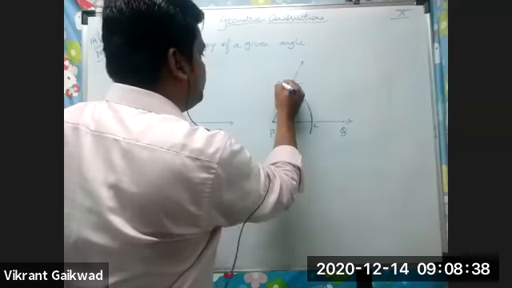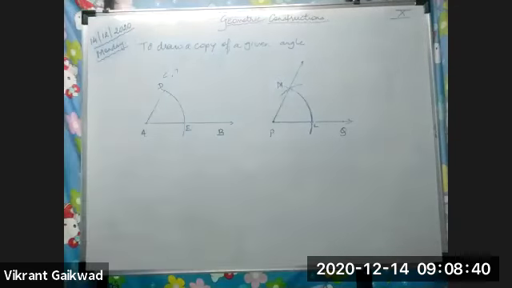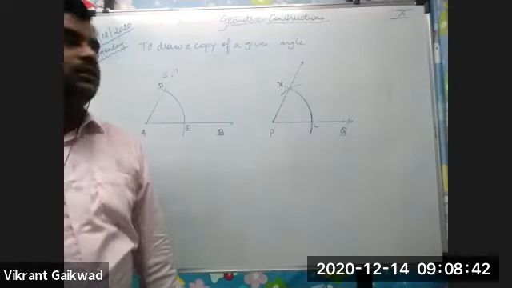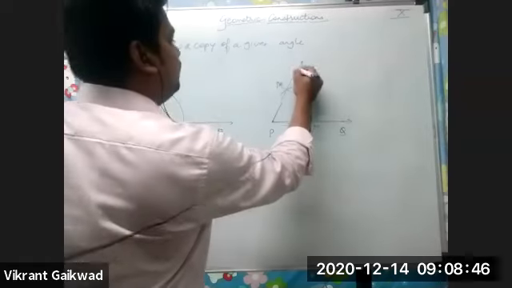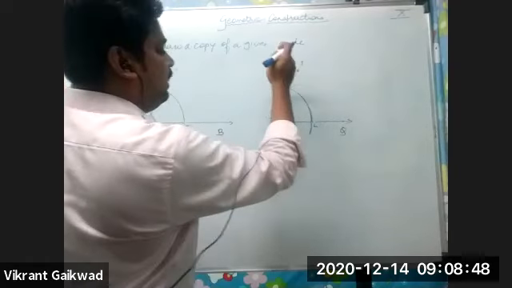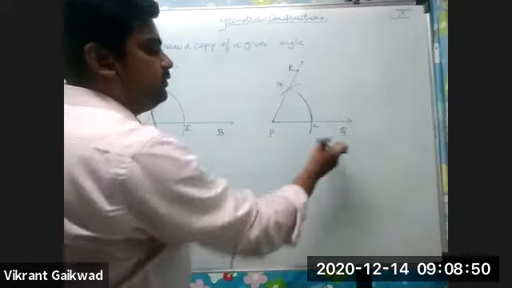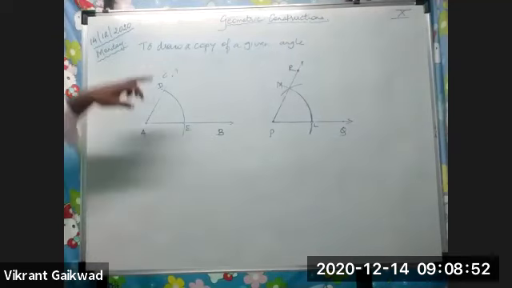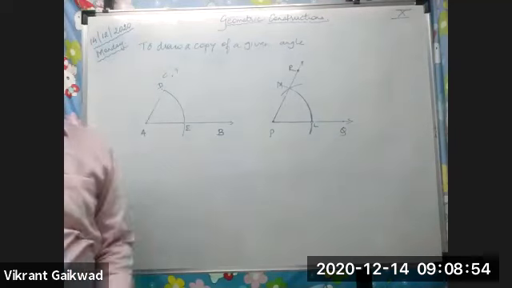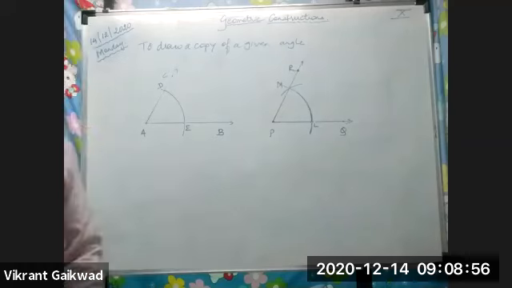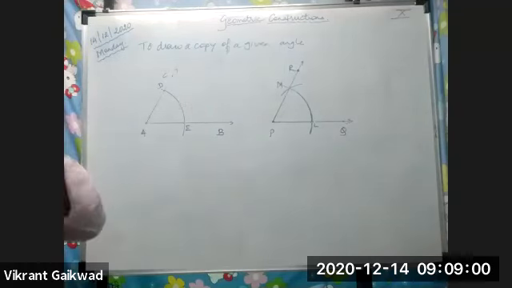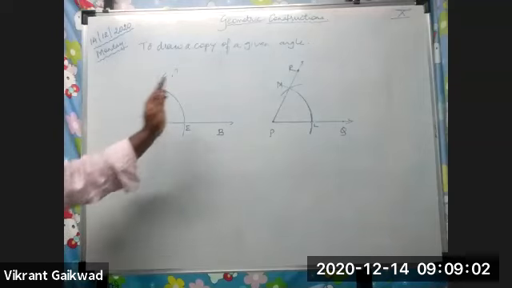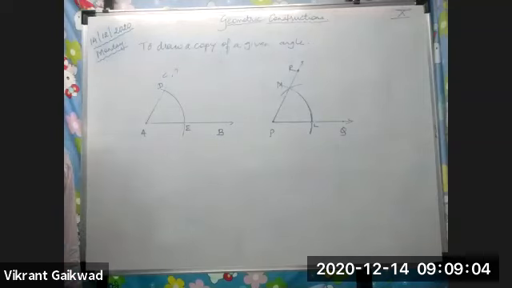See, this was point M. So join M with P. So you'll get this triangle, angle MPQ equal to angle C. Is this clear to all the students? This is a very important part because we are going to use it in our practice set to draw the copies of the given angles.